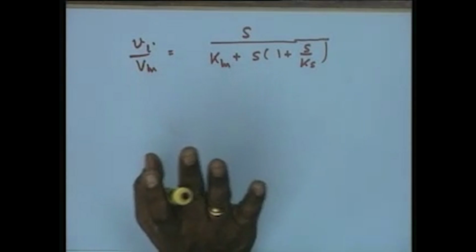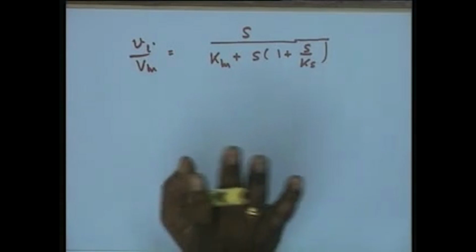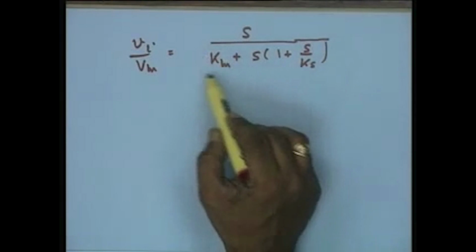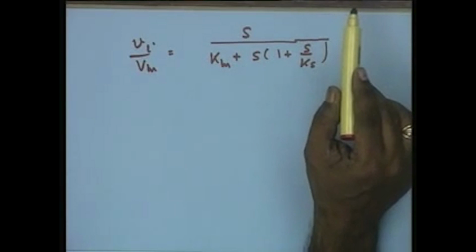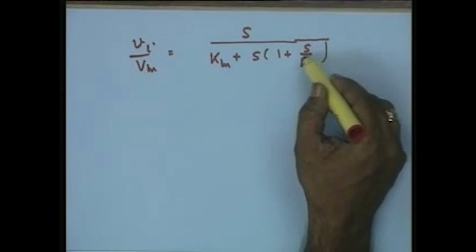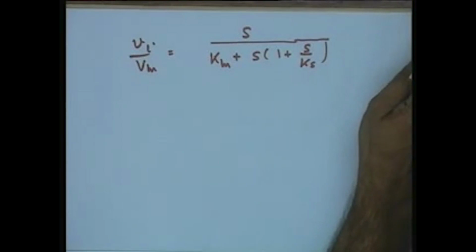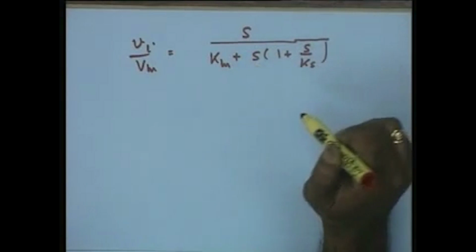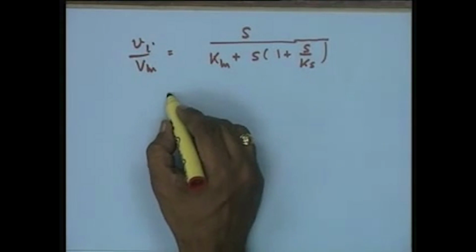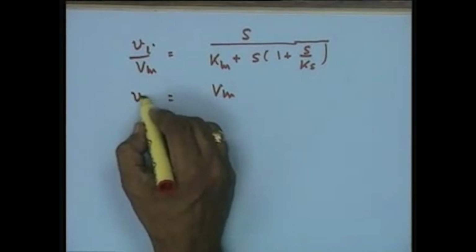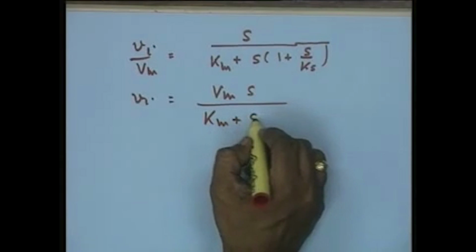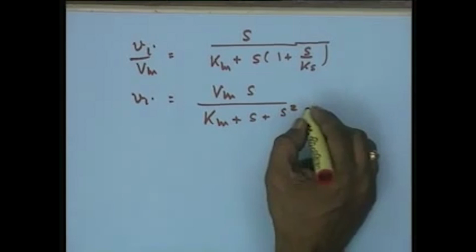Now as I mentioned earlier, Vm is the true saturation velocity, the maximum reaction velocity if there was no such substrate inhibition, and Km is the classical K minus 1 plus K2 upon K1, the Michaelis-Menten constant, and Ks is the dissociation constant of the second substrate binding. This can also be written as V is equal to Vm into S upon Km plus S plus S square upon Ks.